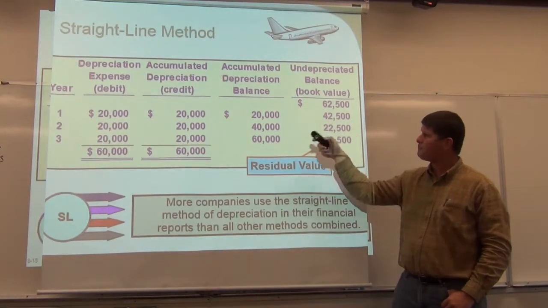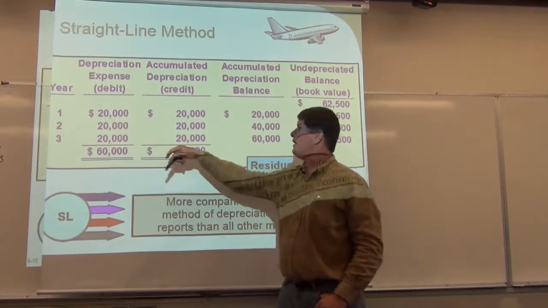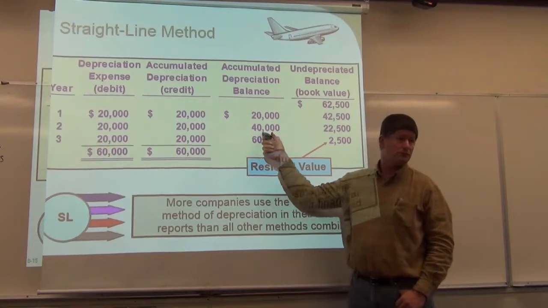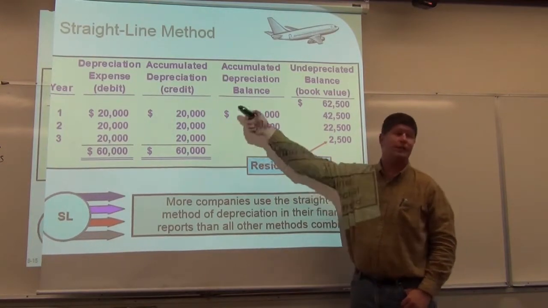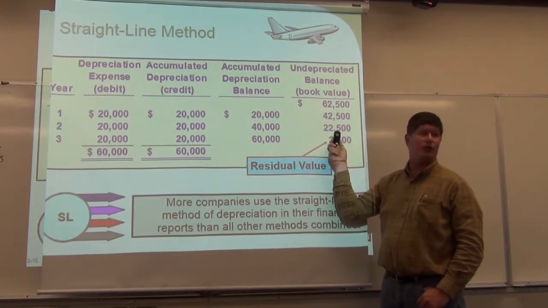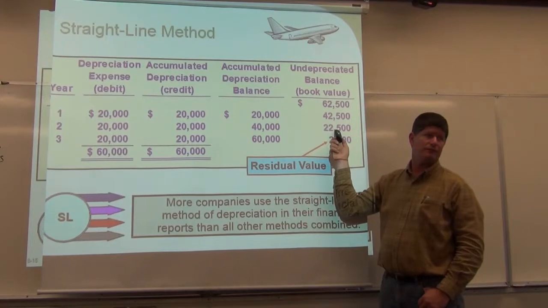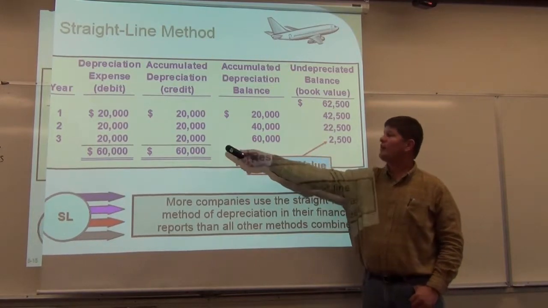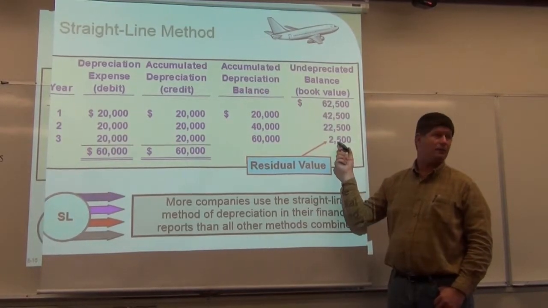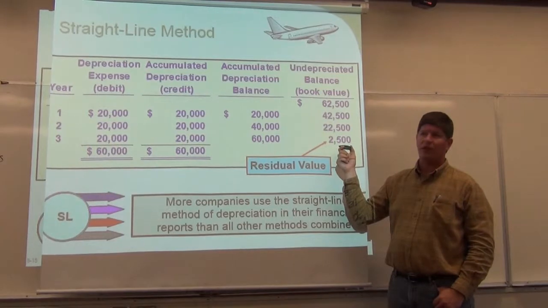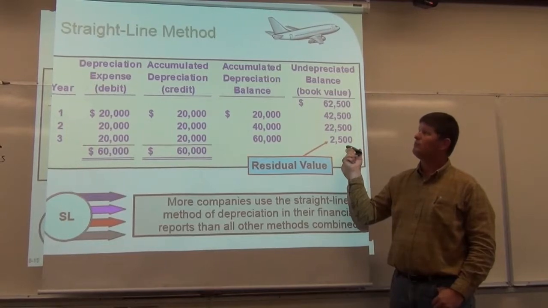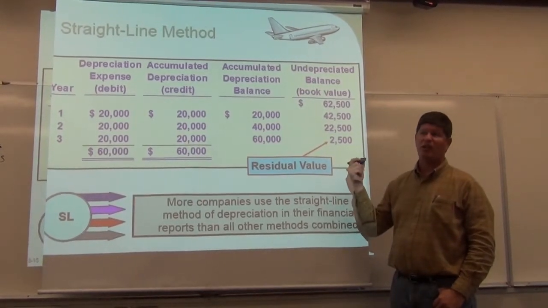Okay, year 2, we have another $20,000 in depreciation expense. Our accumulated is 40. $62,500 minus 40 leaves us our book value of $22,500. Third year, $20,000 depreciation. Accumulated becomes 60. Our book value ends up at $2,500. By golly, that's our salvage value, or our residual value from our original calculation. So it worked out right.